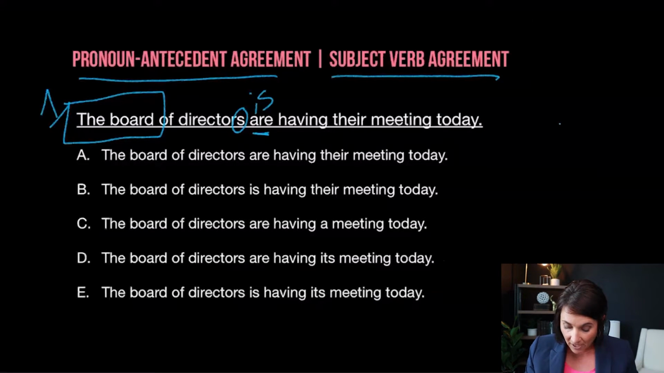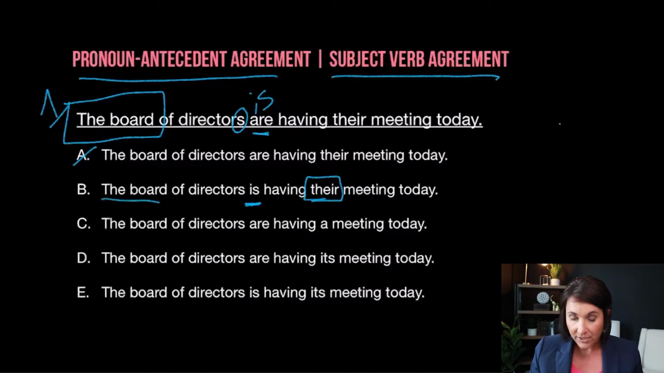Now, we have this other option. So in the answer choices, we have A is no change. We know that's out because there's something wrong with this. B says the board of directors is having their meeting today. Well, we've got this correct. The board is having their meeting today, but we have this there in there. And the there is problematic because the board is one thing.